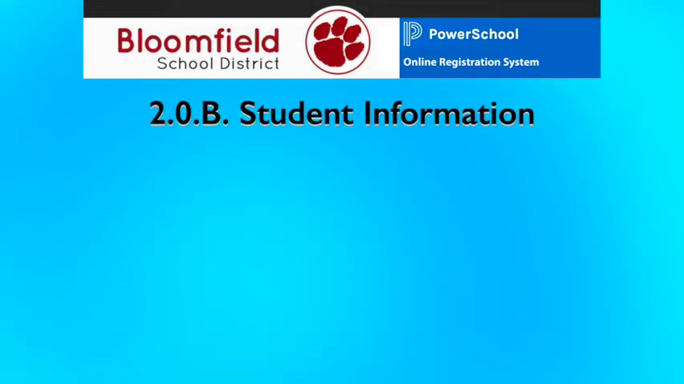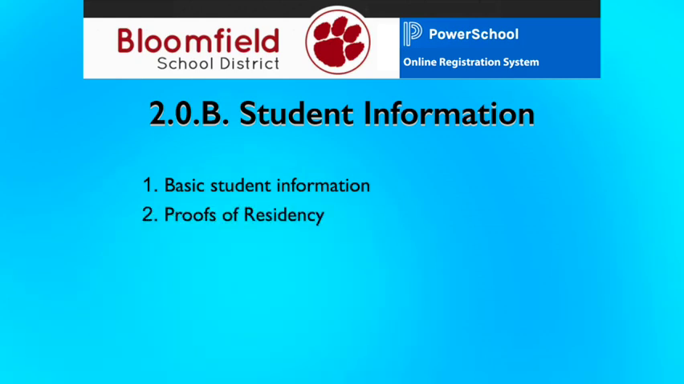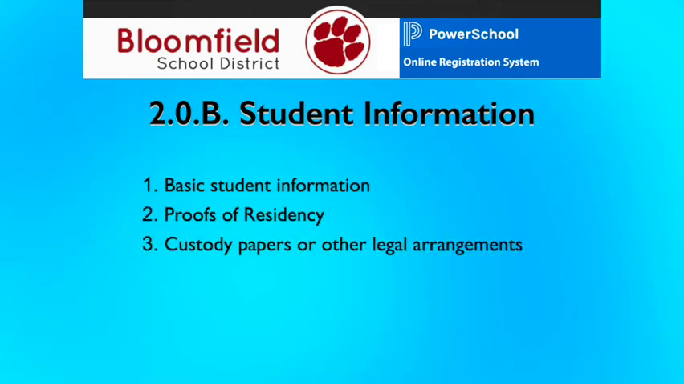Form 2.0B, Student Information. In this form, you'll enter information related to your child, including basic demographic information, proofs of residency, and any legal custody arrangements. You will need to upload a number of documents in this section. If you have not yet obtained or scanned documents, please make sure you do before starting the form. You will not be able to submit the form without the required documentation. Required information is marked with a red asterisk.